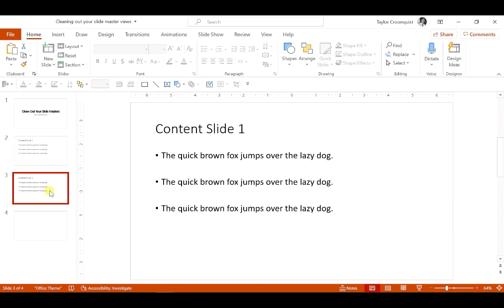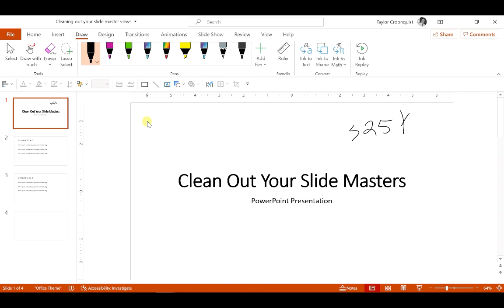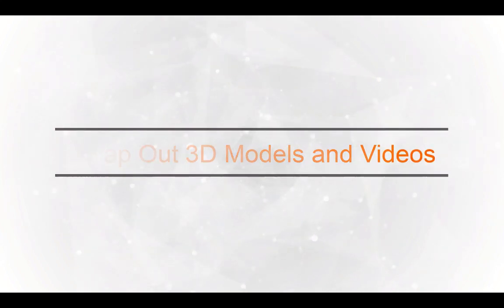and I want to be able to send this to a colleague. That will reduce this PowerPoint file size from maybe 11 megabytes to something more like 325 kilobytes, which will make this a lot easier to share with my colleagues. Swap out 3D models and videos.